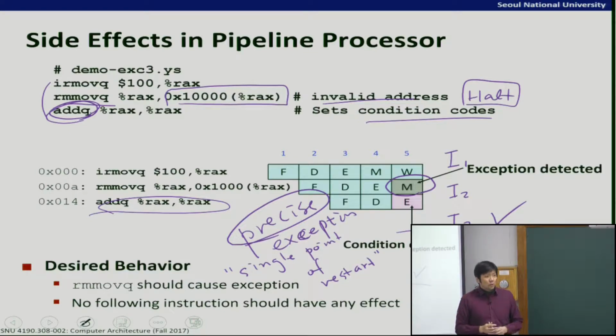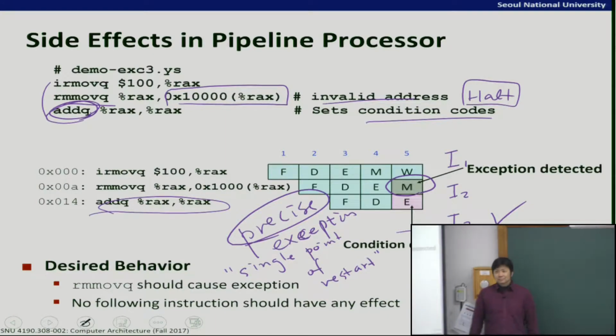Then the question is, what is an imprecise exception? An imprecise exception can happen in modern microprocessors because in modern microprocessors we execute instructions out of order. So maybe I'm going to talk a little bit about modern microprocessors later.